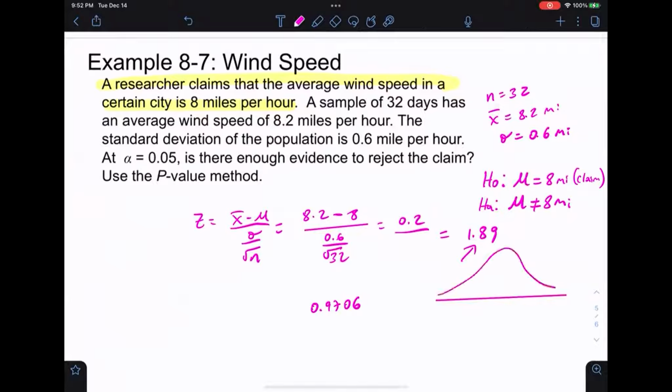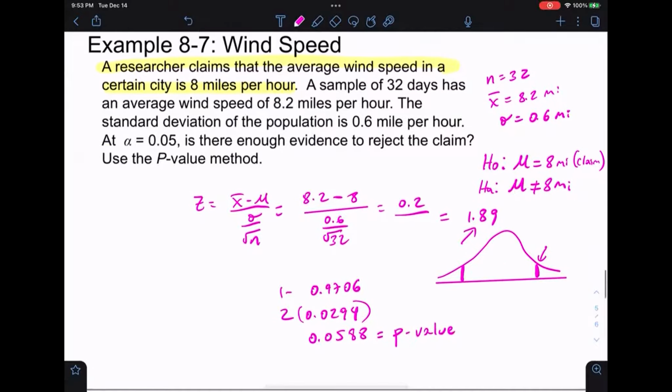And this is a two-tailed test, right? So if I want to find the p-value, I need to do 1 minus that, if it's for that location. So 1 minus 0.9706, you get 0.0294. However, because this is a two-tailed test, you need to multiply that by 2. So if you multiply that by 2, you get 0.0588.